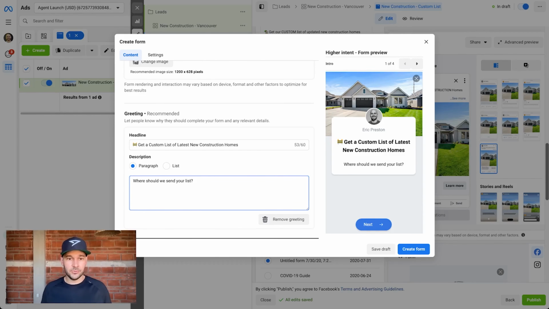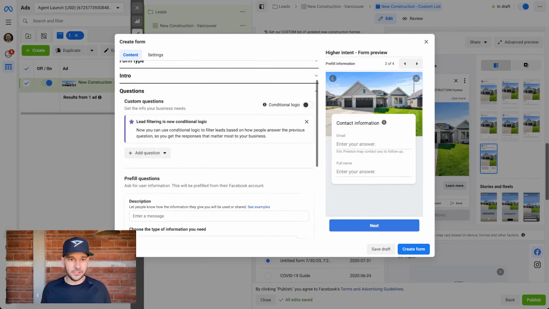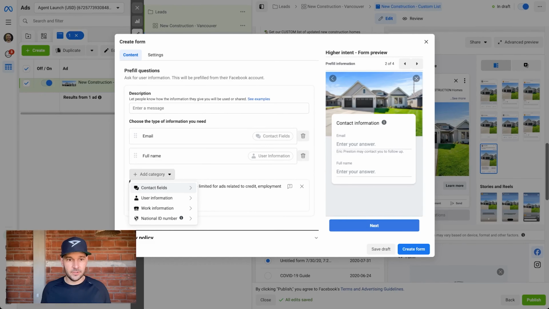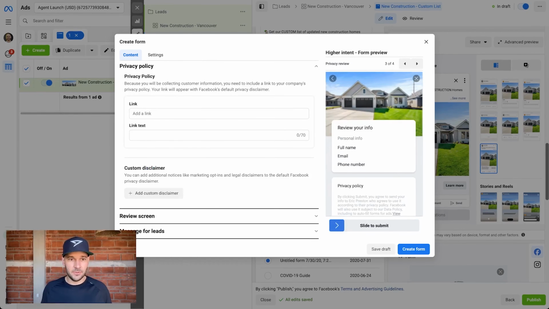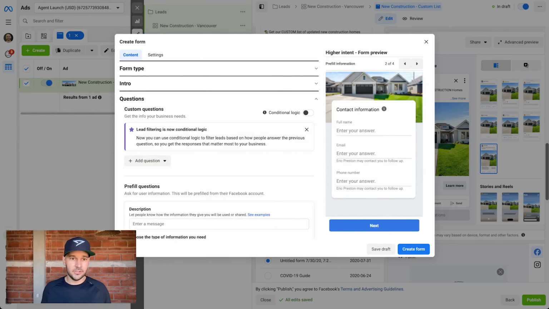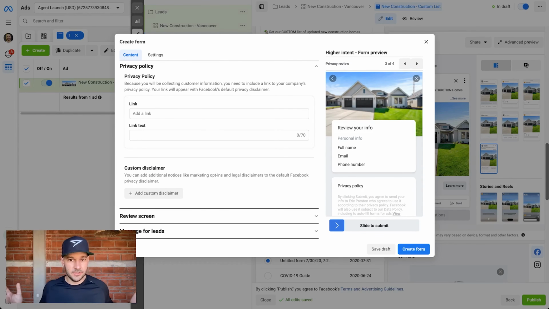So, where should we send your list? We will email you the current list of new construction homes. Now your questions. This is what information you are asking for. Obviously you want to ask for phone number. The general idea is full name, email, phone number. That's basically what you want. You're not going to get an accurate phone number all the time, but you want to go for it, because some people will just give it to you. Most of the conversions you're going to get are from people that leave their phone numbers.